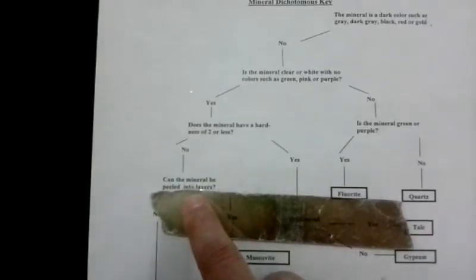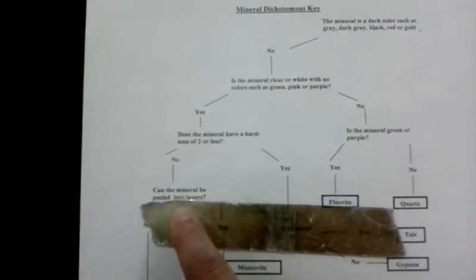So when I write my explanation and I'm making my claim that this is muscovite, that's the evidence that I'm going to use. And the science concept I'm going to use to support that is specifically the science concept where we're using the hardness of the mineral and using the Mohs scale. So that's how you do it. That is how you use a dichotomous key.